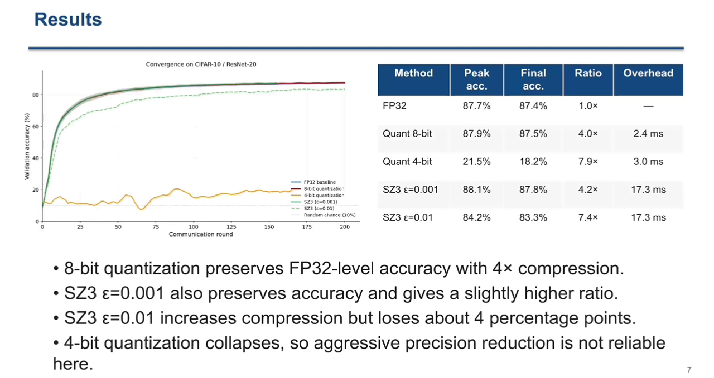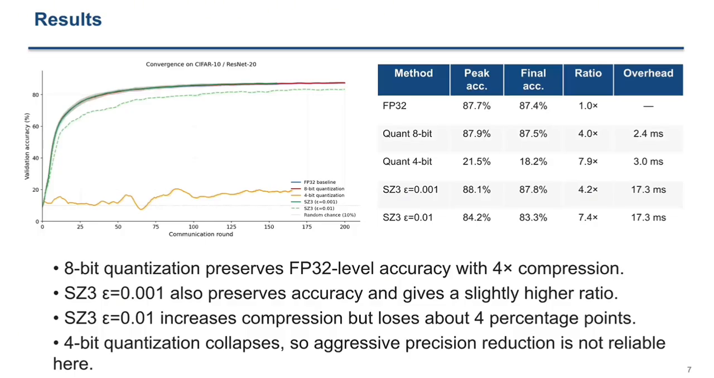Here we can see the accuracy behavior. FP32 reaches about 87.7% peak accuracy. 8-bit quantization reaches about 87.9%, so it preserves FP32-level accuracy. SZ3 with error bound 0.001 also preserves accuracy, reaching about 88.1%.